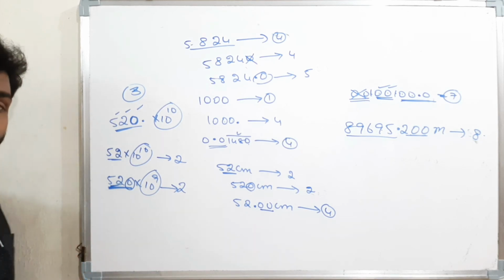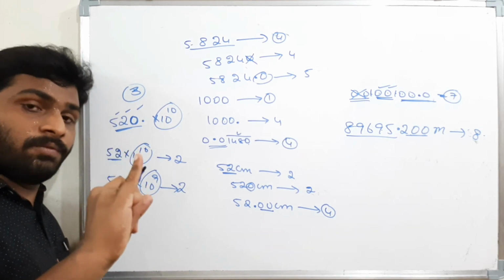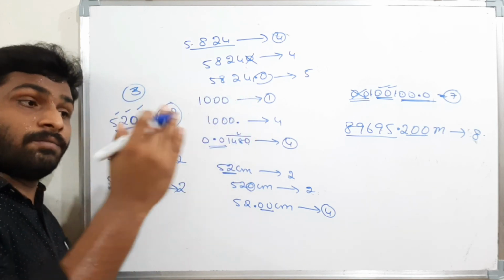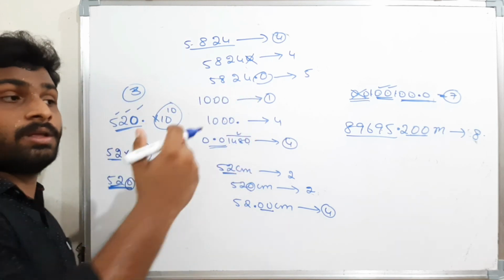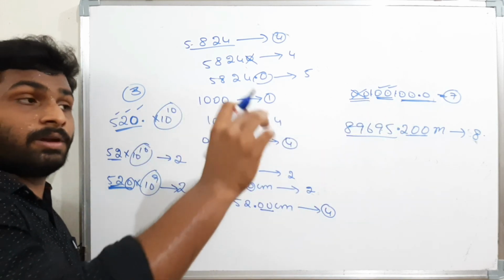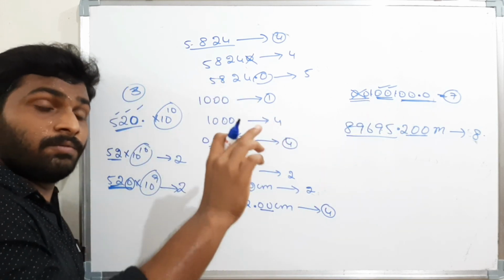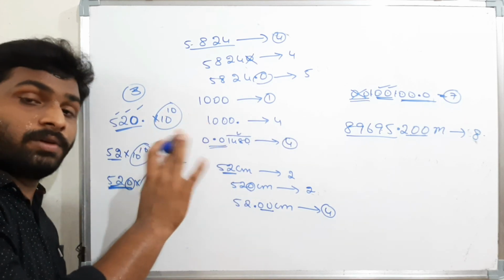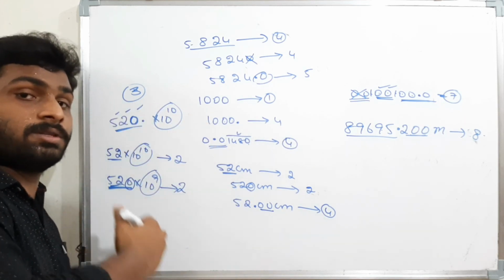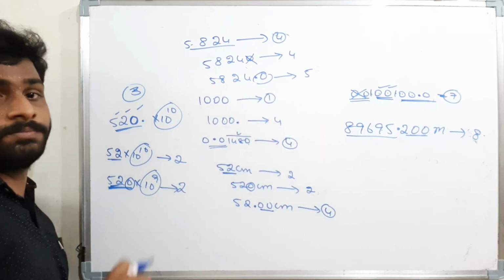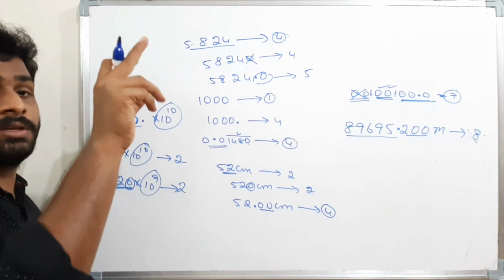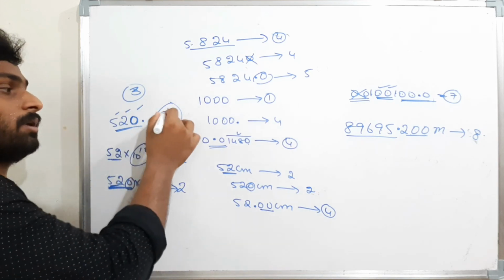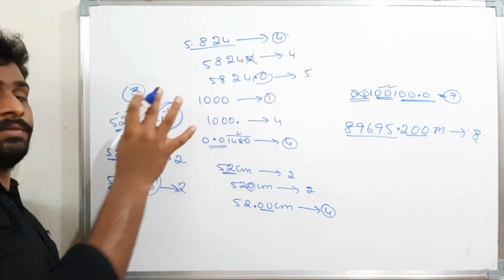First rule, all non-zero digits are significant. Zeros between two non-zero digits are significant. Left side zeros are always not significant. Right side zeros are significant if there is a decimal point, or not significant if there is no decimal point. And the number of significant figures won't change when I am converting from one unit to another unit. And 10 power x is not a significant figure. It may be 10 power 10, 10 power minus 10, this is not a significant figure.